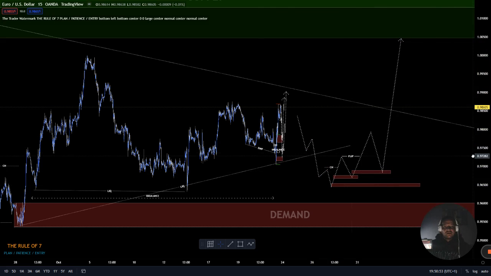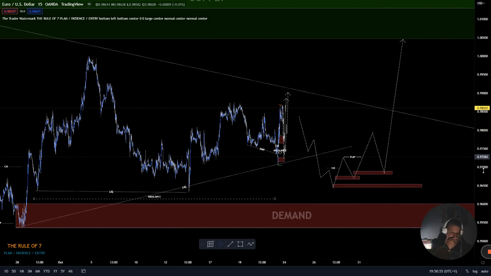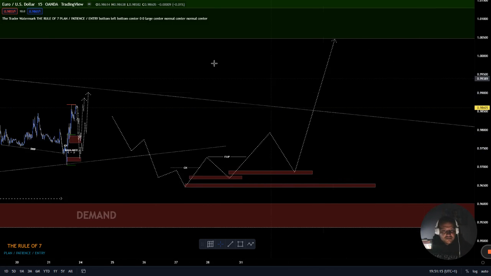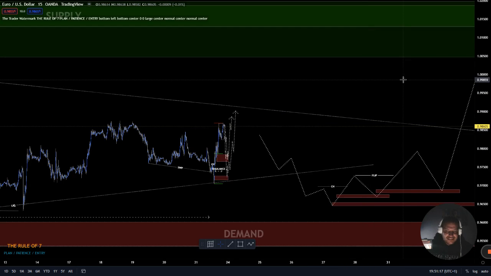But yeah, it's all just, obviously you've got to wait for the market, you've got to let the market do what it wants. As long as you have a higher time frame narrative, you know where it should be going or where it wants to go, and then lower time frame entries. So hopefully, I know it looks a bit messy now, but hopefully it actually makes sense.